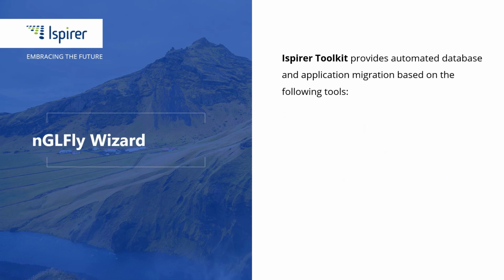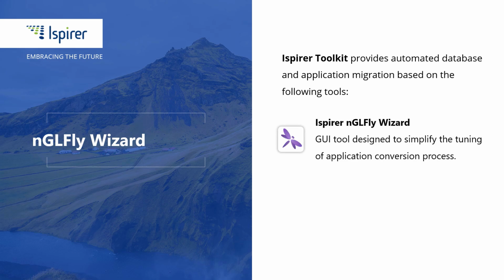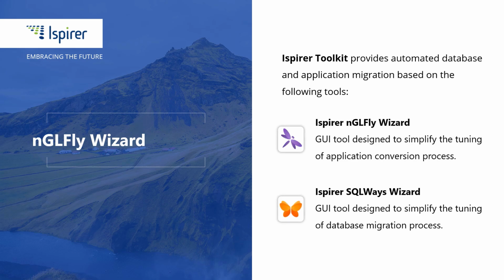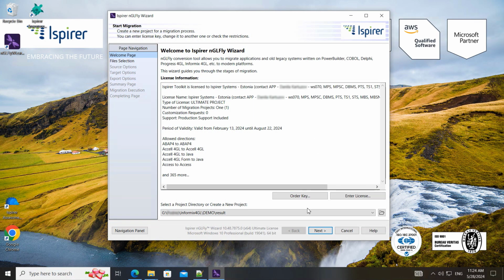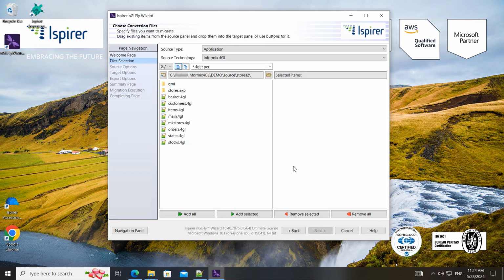Now let's start our Informix 4GL to Java migration walkthrough with Ispirer nGLFly wizard. The tool included to Ispirer Toolkit and designed to manage the application migration process. First, I need to provide the directory where the configuration files will be located. Further, I choose the source type, in my case it's an application. In addition, the tool can migrate the database scripts and embedded SQL.